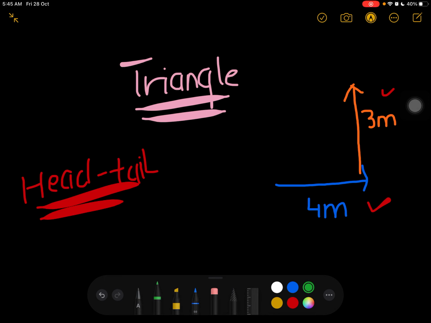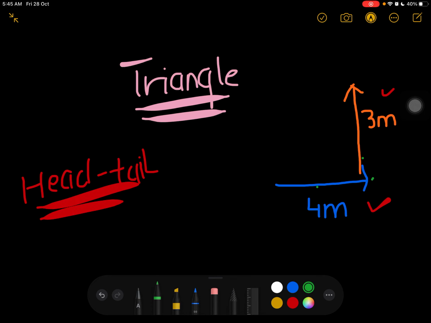How is it attached, head to tail? Like this is the head, this is the tail, and the head is attached with the tail. So what if two vectors are represented by two sides of a triangle? Obviously these are two sides of the triangle in magnitude and direction, taken in the same order, right? So the head, this is the tail.